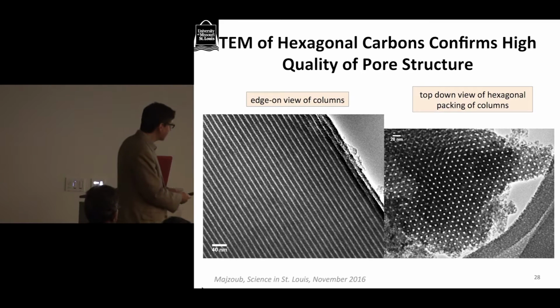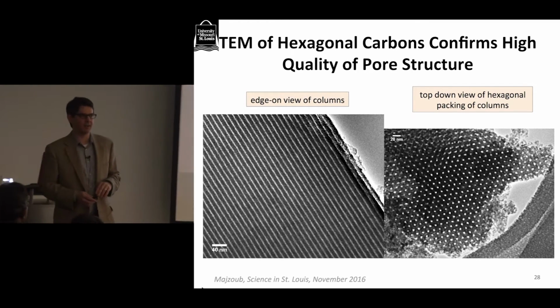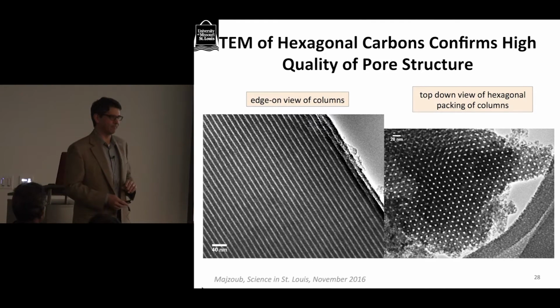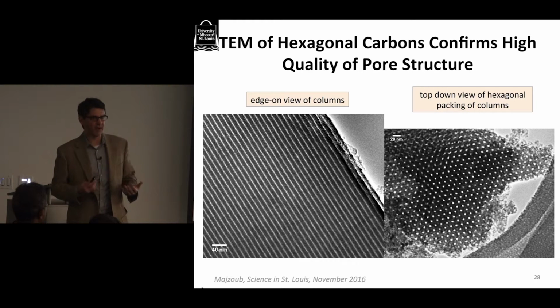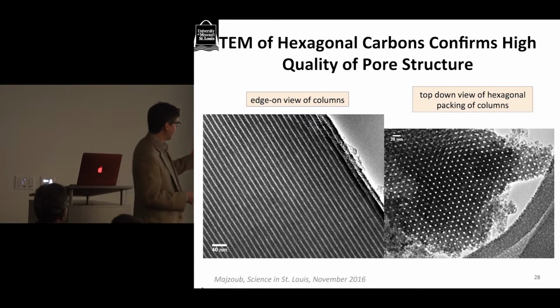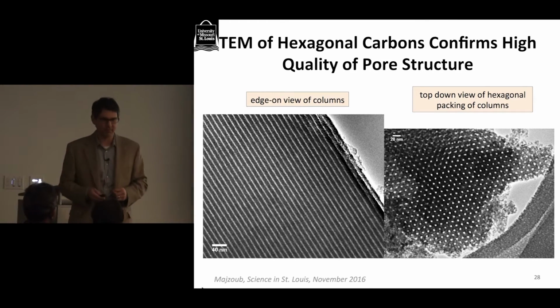And I should also mention in passing here that the surface area of these carbons can be as high as several thousand square meters per gram. So on the scale of high surface area materials, it's sort of mediocre, but we are looking more at the interior pore volume rather than just the surface area of our materials.